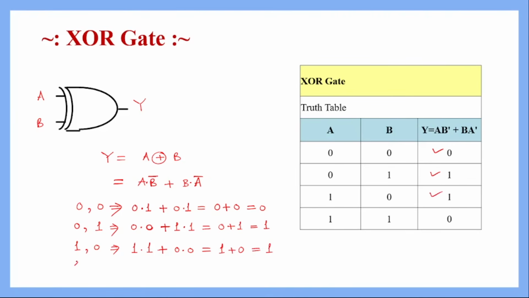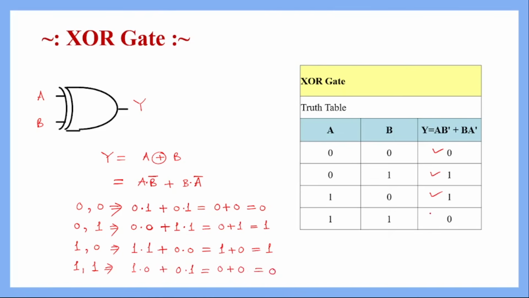And then finally both the inputs are 1, so what will happen? When both the inputs are 1, then the complement of the other input will become 0, so it will be 1 complement and then AND 0, and here it will be 0 and 1, so finally it will be 0. The OR operation between two zeros will be 0.